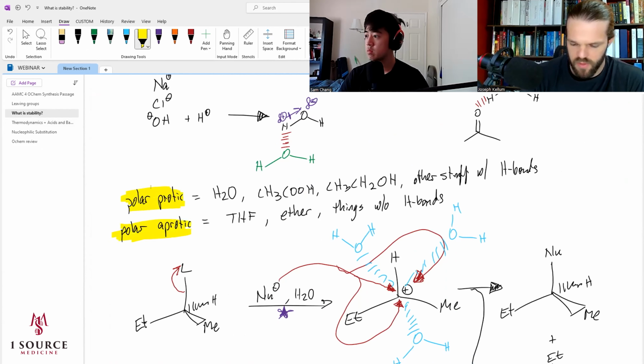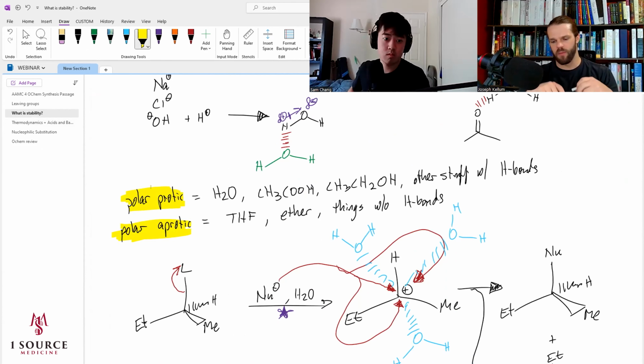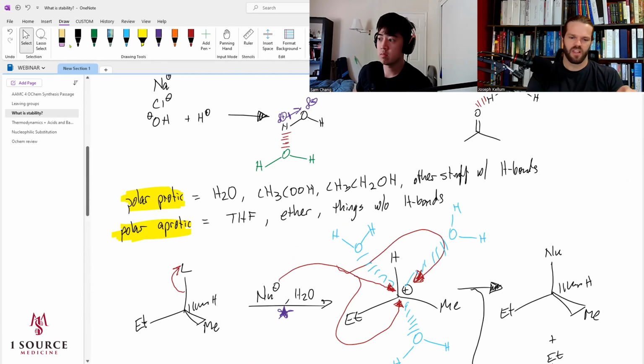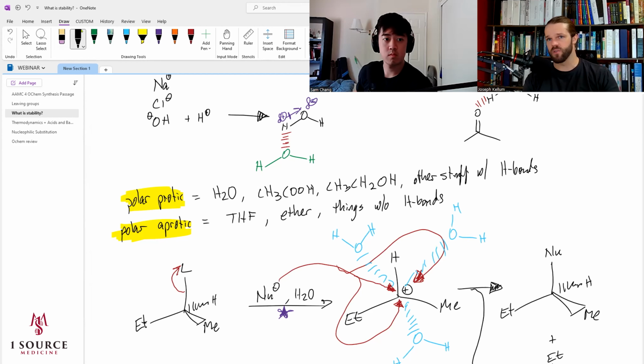So here are some of the polar protic solvents. Here are some polar aprotic solvents. I couldn't think of a lot of polar aprotic. I can think of a lot of aprotic. It's hard to think of polar aprotic. Well, actually now I can, now that I'm not on the spot: really anything that just doesn't have hydrogen bond capacity. So acetone would be a really good example, right? Because it's got this ketone, and that's not going to mess up your strong nucleophile too much.